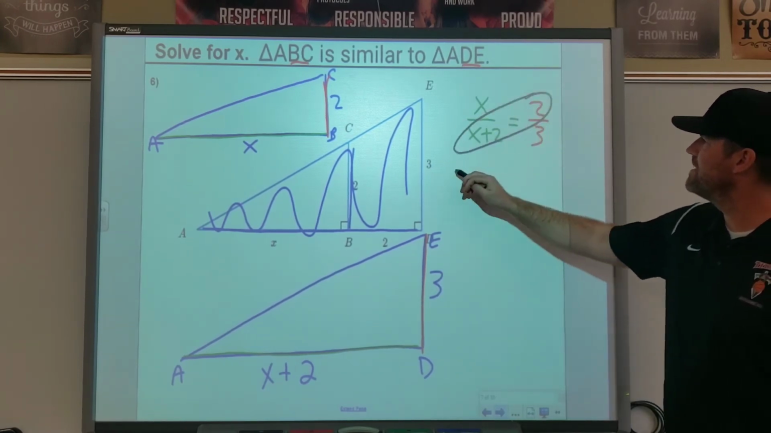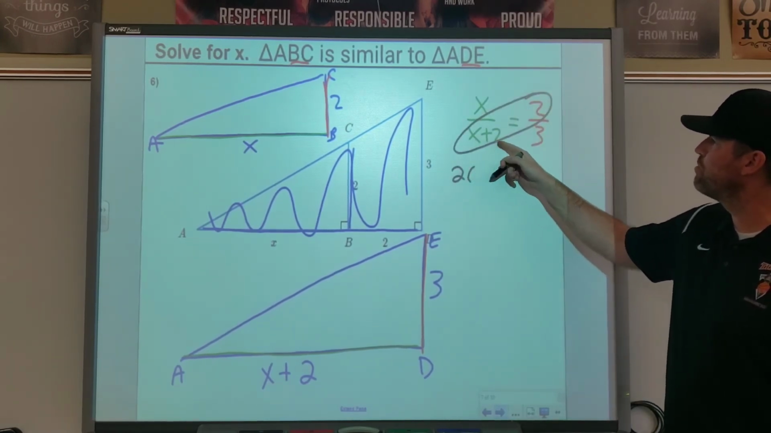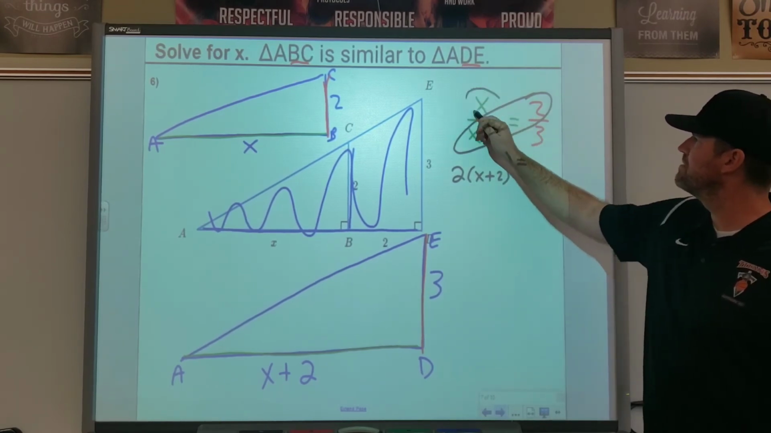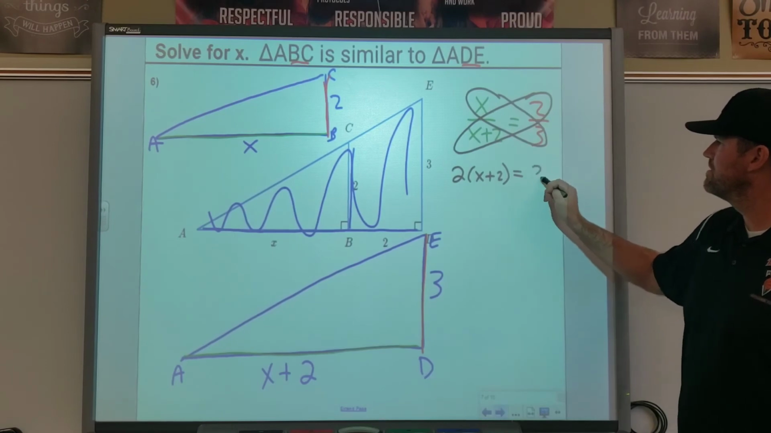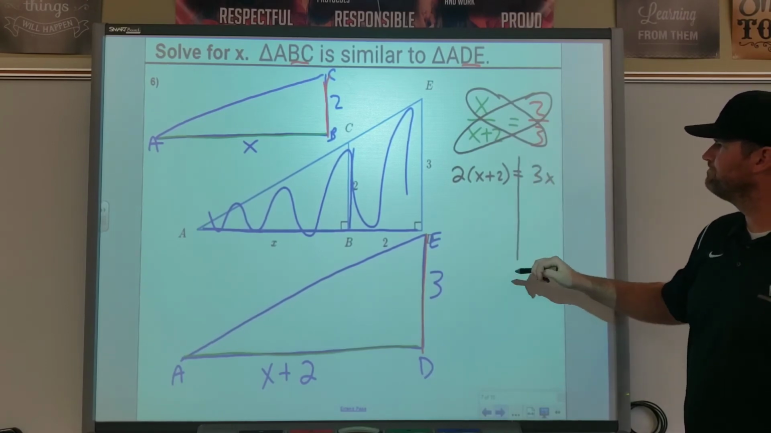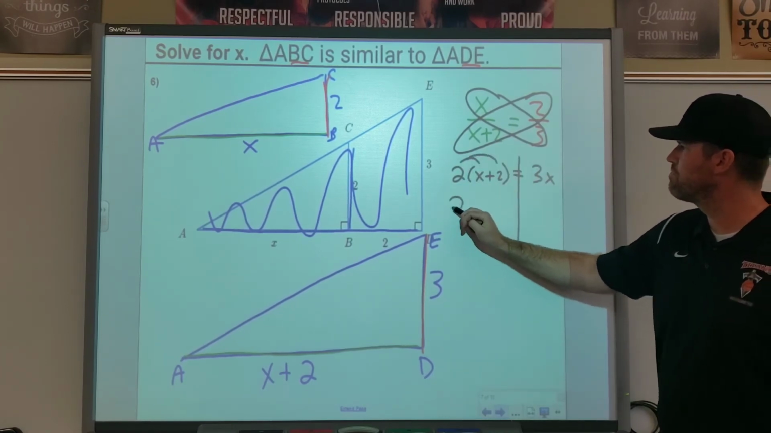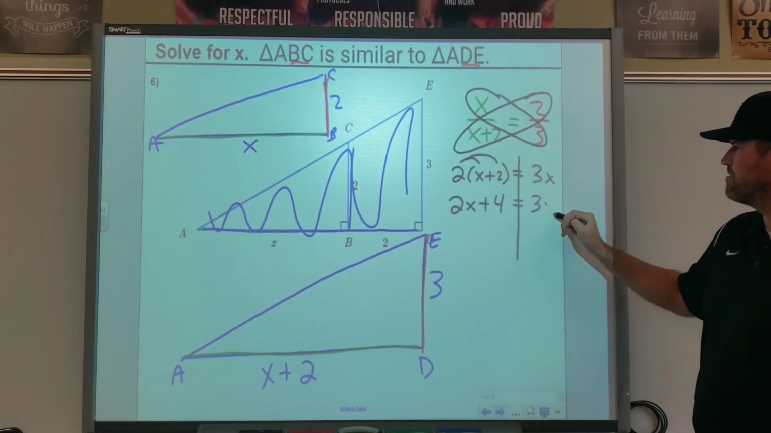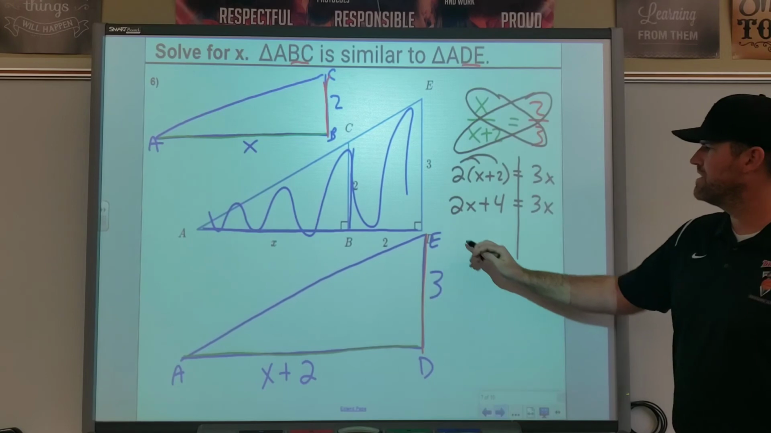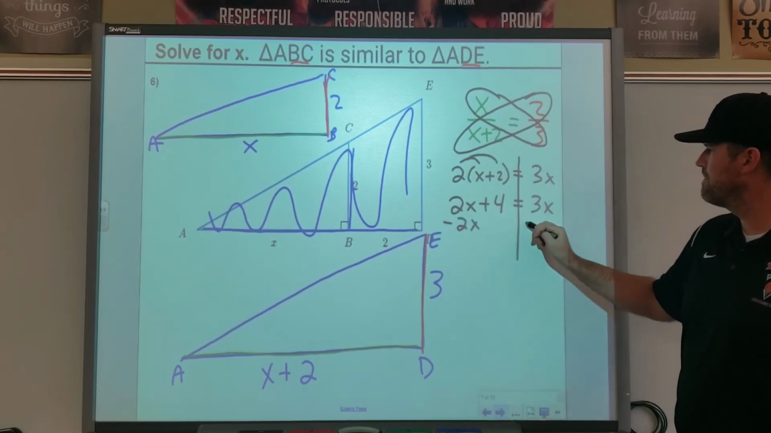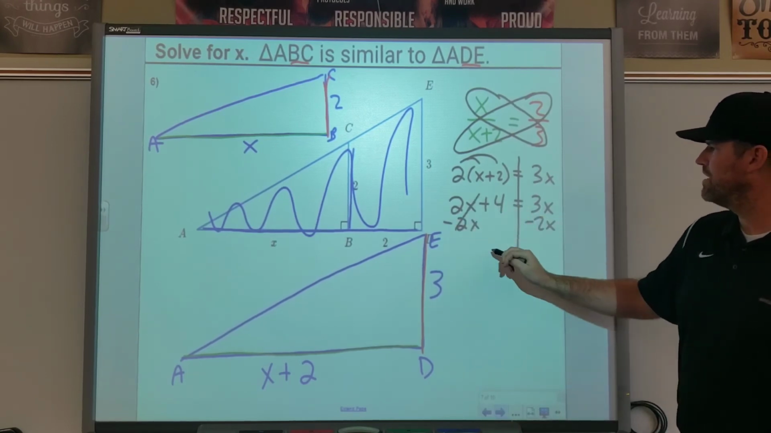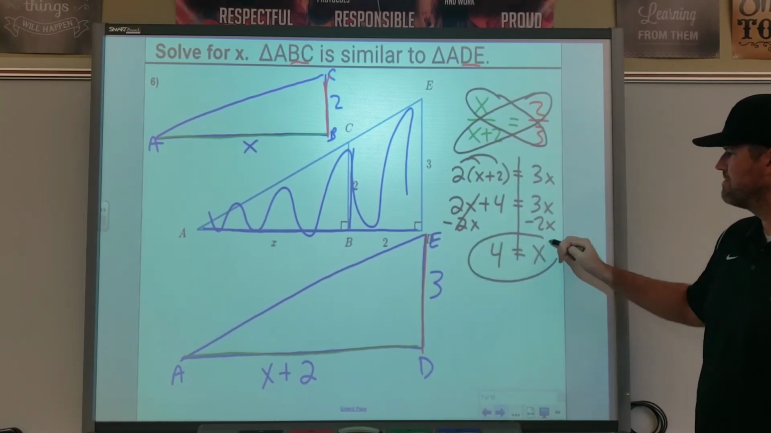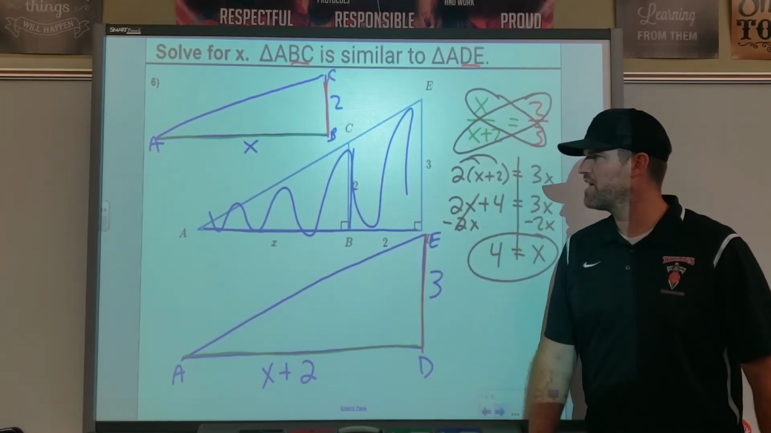Cross multiply, that's 2 times the whole quantity of x plus 2 equals x times 3, which is 3x. Distribute. 2x plus 4 equals 3x. Get the x's to the same side. And I get 4 is my x. So x equals 4. Hope you did okay with that one.